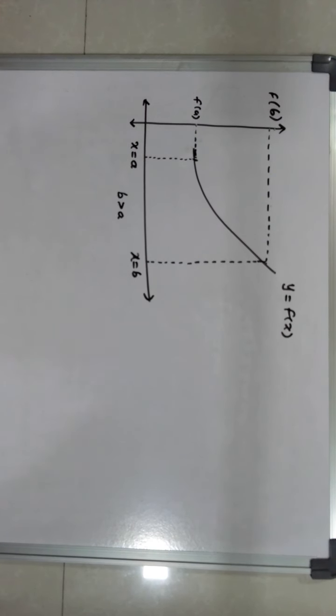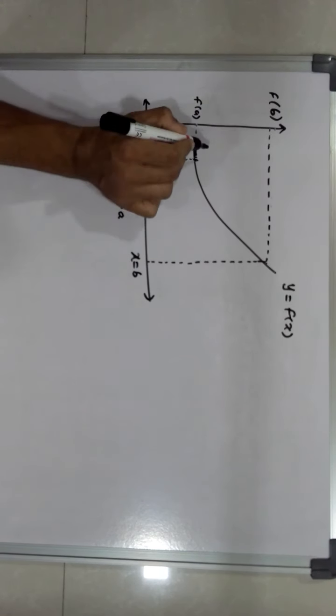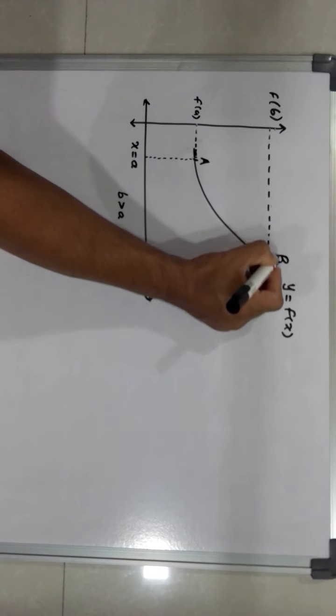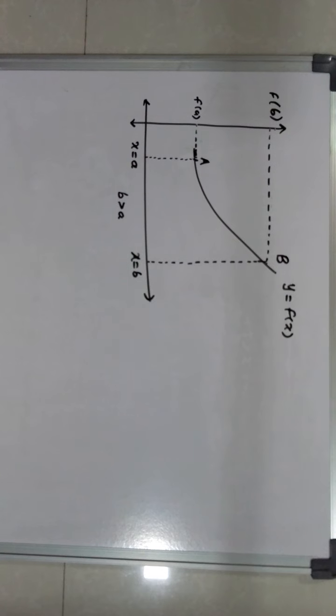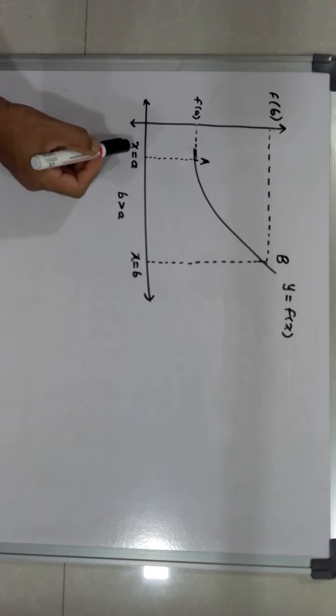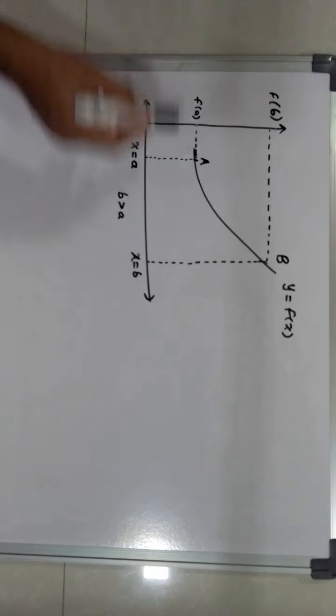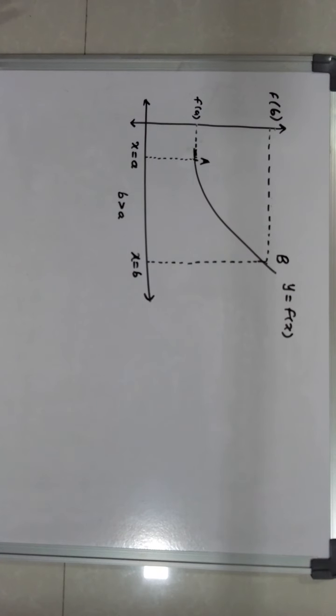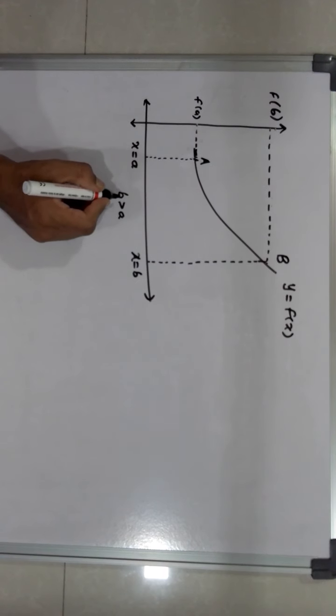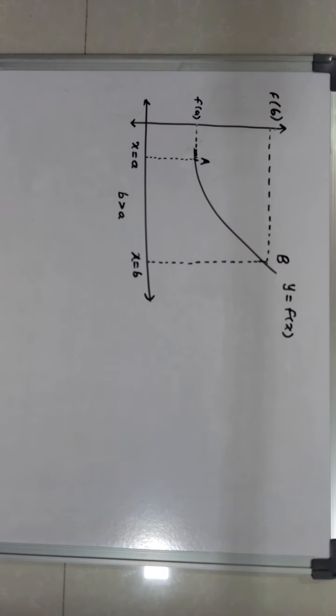Okay? I have drawn a curve of a function defined by y is equal to f(x). If you observe this curve very carefully, I have taken 2 points. Suppose this is point A and this is point B. The point A is at x is equal to a, that means the coordinate is (a, f(a)), and the coordinate of B at x is equal to b is (b, f(b)). Now, the common observation here is that the value of b is greater than the value of a.